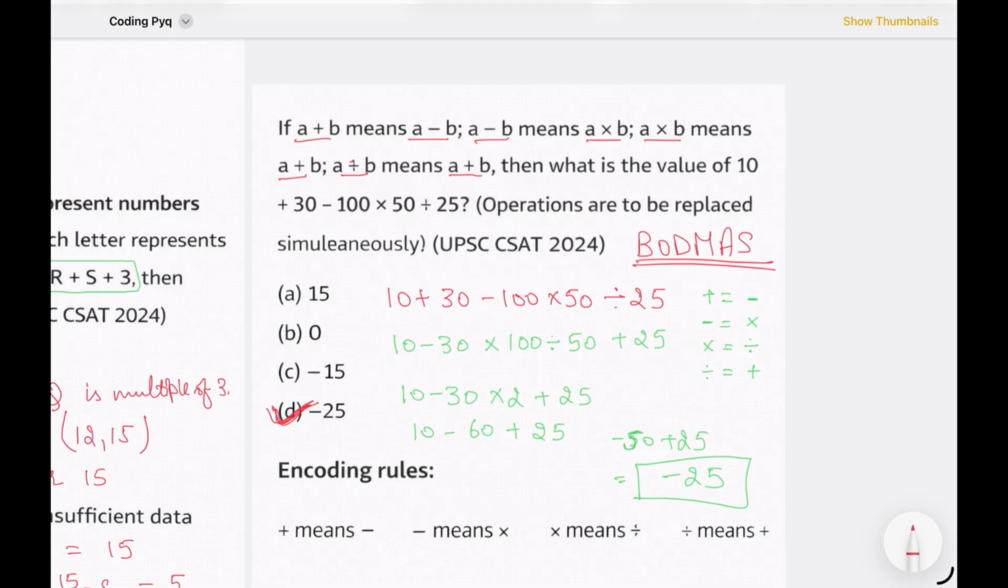These are the questions from the coding and decoding section. In the last 3 to 4 years we have.